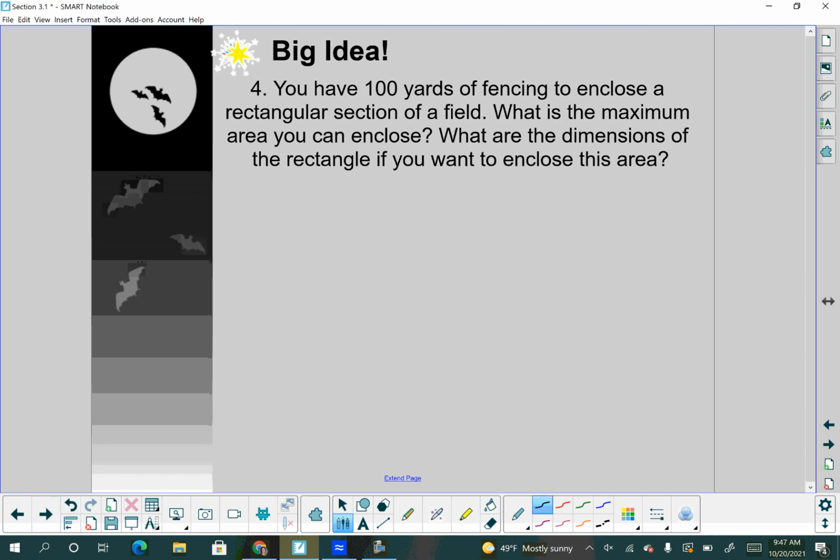I'm going to go ahead and just sketch this out so we can get an idea of what we're looking at here. So here is my rectangular field. We don't know the dimensions of it, so I'm going to say X on either side there, and I'll say Y on either side there, whatever those are, okay? 100 yards is what as far as this fence goes? It is the perimeter, okay?